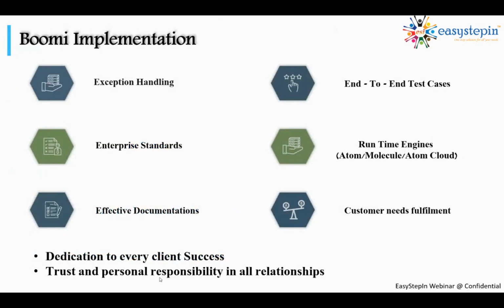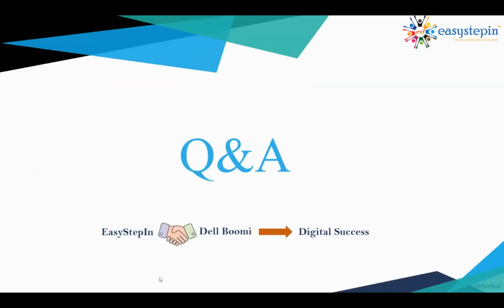All right. So the Boomi implementation, as you see, has better exception handling, enterprise standards, and effective documentation within that particular time. We provided what each interface does, the functional design document, the technical design document, and the unit integration test document with the test cases, including the source data, the target data, and the outcomes of that particular scenario. So with this, I conclude the order management use case.